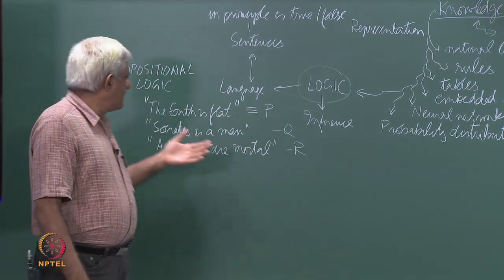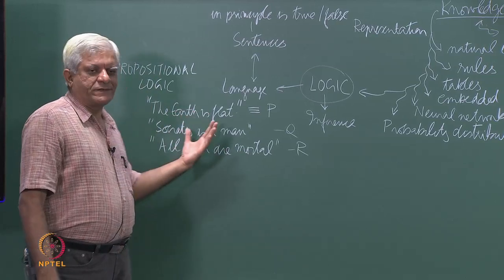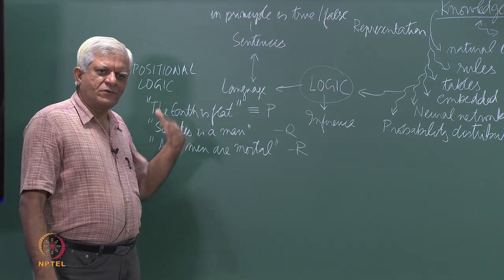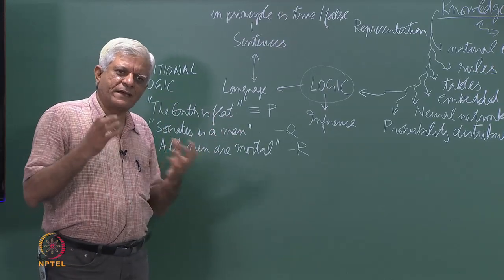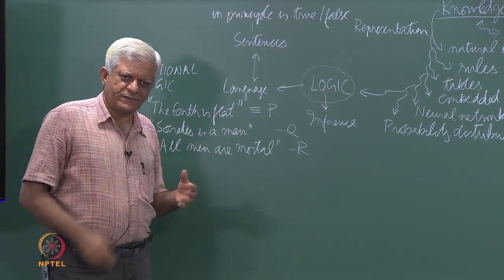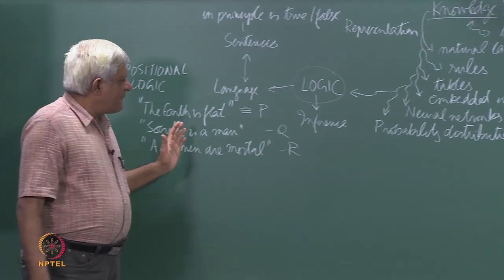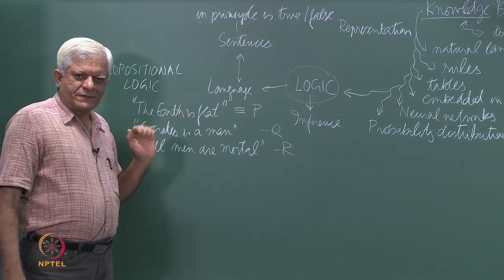So, you can say the earth is flat or Socrates is a man, or the earth is flat implies that Socrates is a man. You can do all these kind of things, you can combine sentences to form compound sentences. We will see the syntax, and I am sure you are familiar with it. Such logics are called propositional logics essentially.